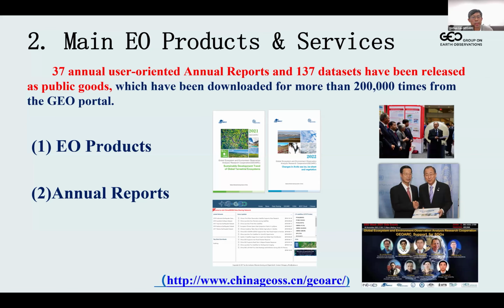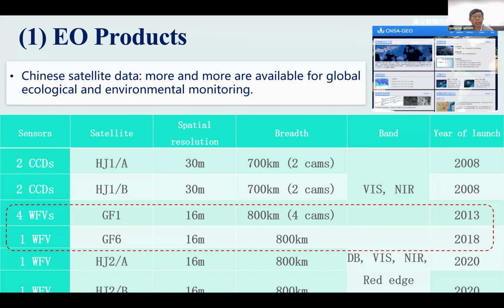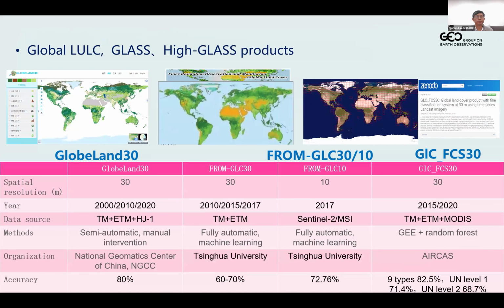The observation products include Chinese satellite data. I think this is also a contribution from the Chinese side. More Chinese satellite data are available for global ecological and environmental monitoring, including the global SJ1 with 30-meter resolution data, and the Gaofen 1 and Gaofen 6 with 16-meter resolution data.